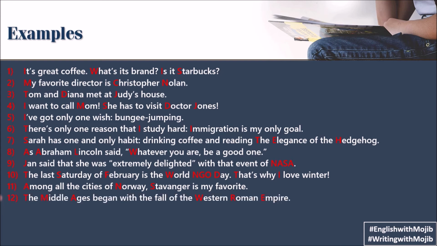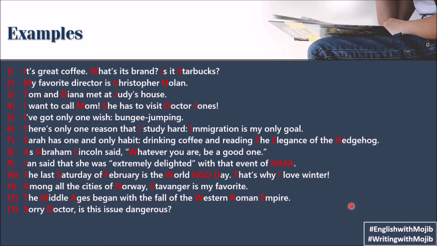12. The Middle Ages began with the fall of the Western Roman Empire. The Middle Ages began with the fall of the Western Roman Empire. See, beginning of the sentence, Middle Ages, it's a title. We're talking about a proper age, proper period of time. So they should be capitalized. Began with the fall of the Western Roman Empire. Again, it's a proper noun. Western Roman Empire, it's the name of an empire. And the words should be capitalized. W, R, and E should be used in uppercase form.